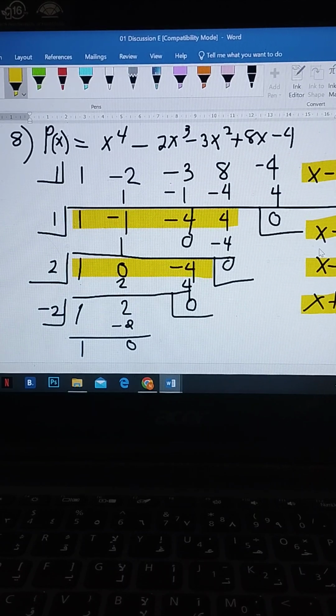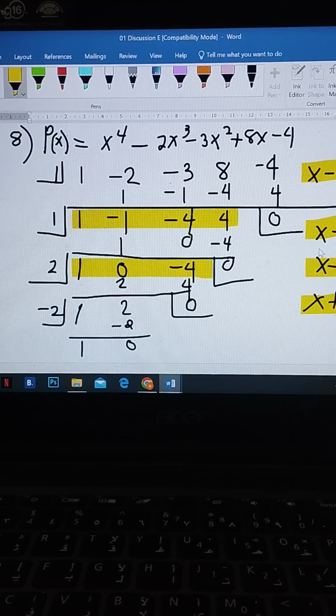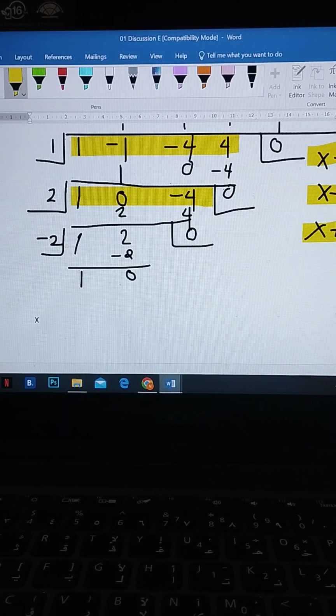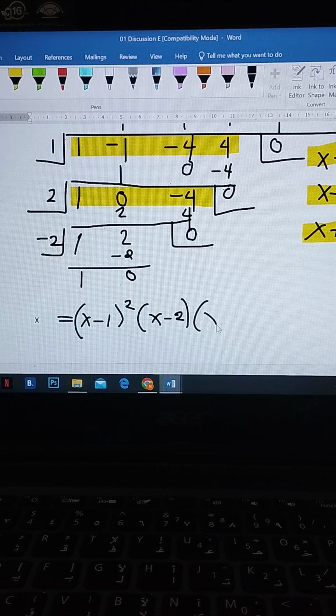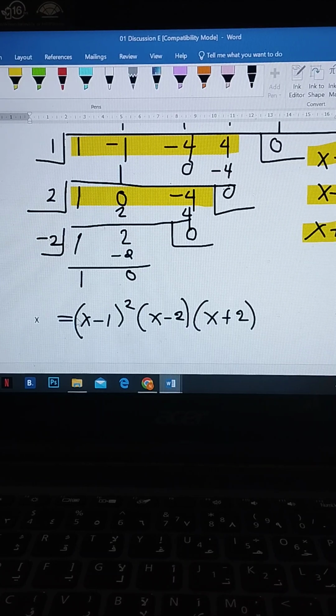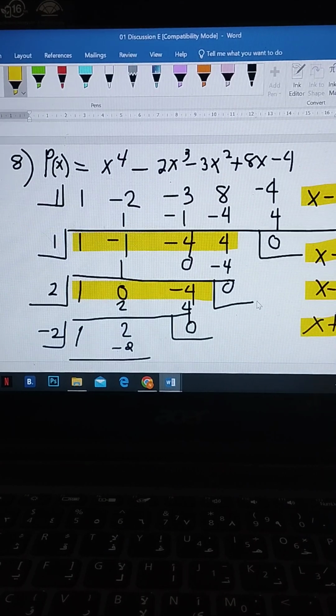So what are the factors? x minus 1, since there are 2, x minus 1 squared times x minus 2 times x plus 2. There are 2 factors of x minus 1, so therefore you just square it, times x minus 2, times x plus 2. So this is now the factorization of the polynomial. Number 9.